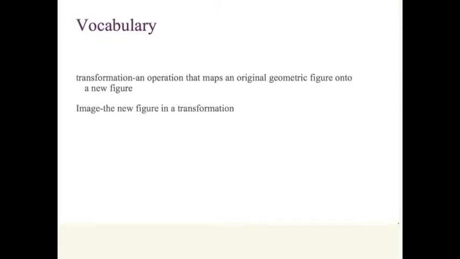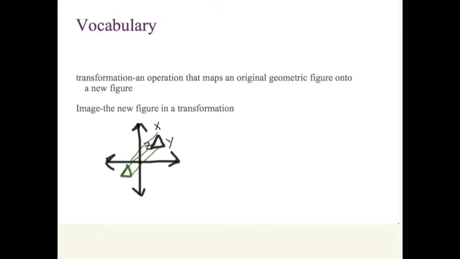A transformation is defined as an operation that maps an original geometric figure onto a new figure. The image is the new figure in a transformation. So let's look at a quick example. We can start off with an XY axis, and a triangle called triangle XYZ. I name it triangle XYZ because of the points that refer to the corners of the triangle.